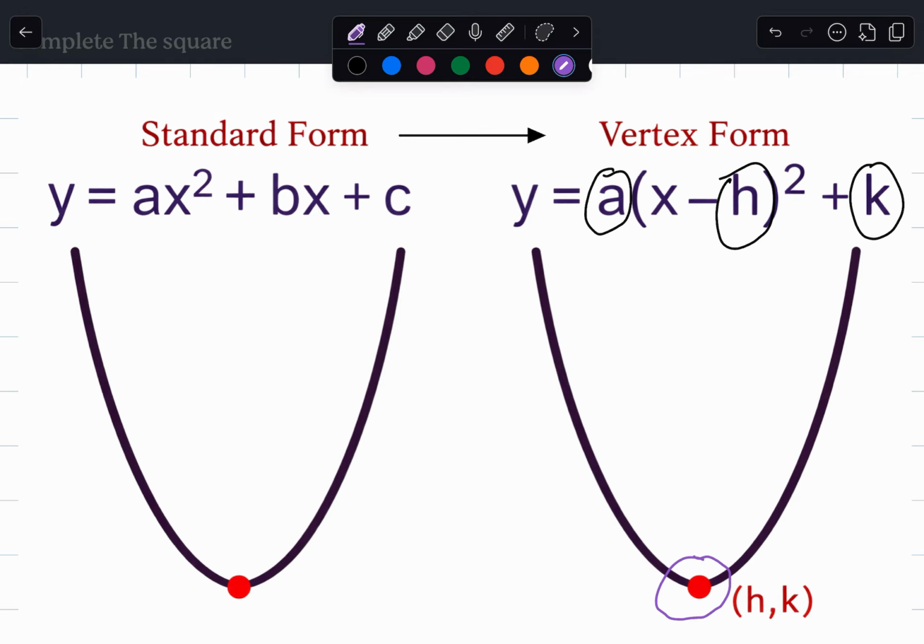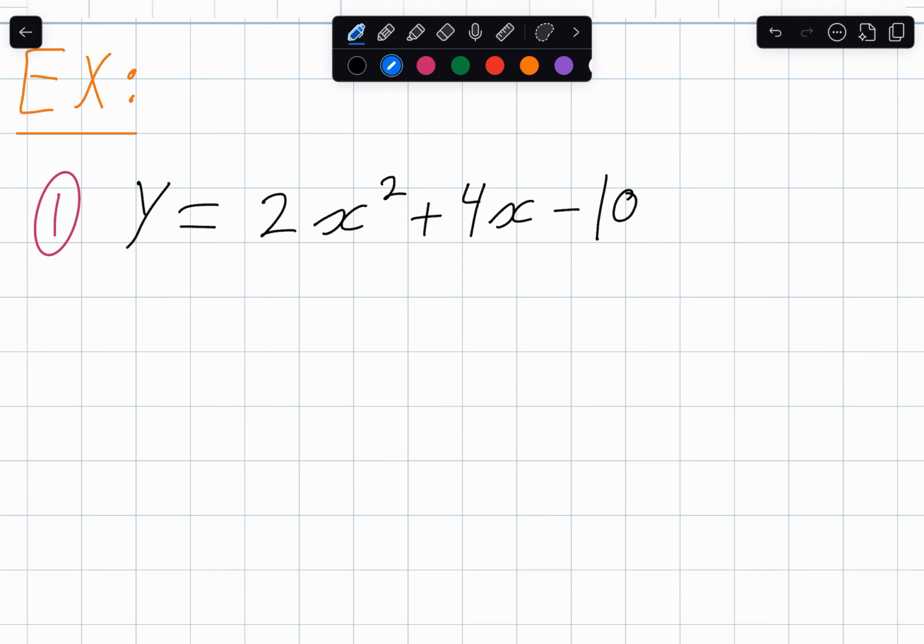So how can we do this? How can we find the vertex form or complete the square? We can achieve this by doing just 3 steps. So here is an exercise that we have.